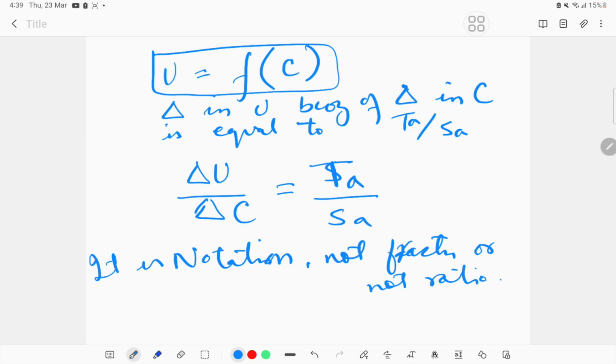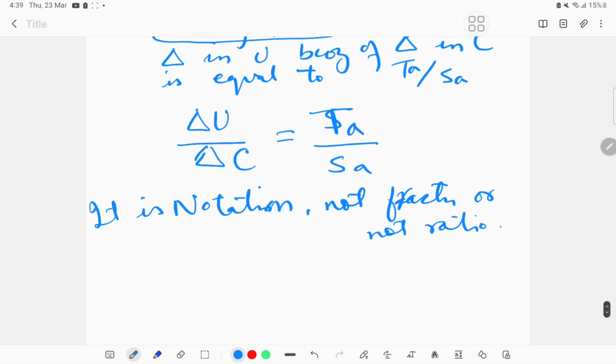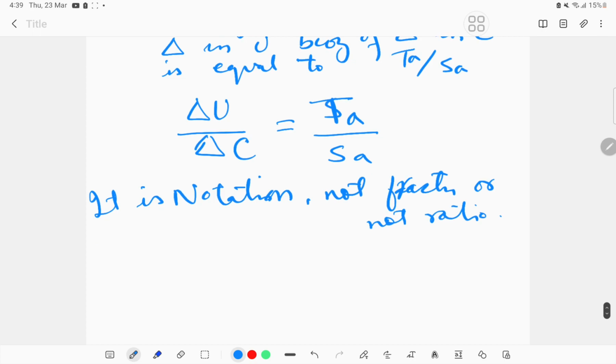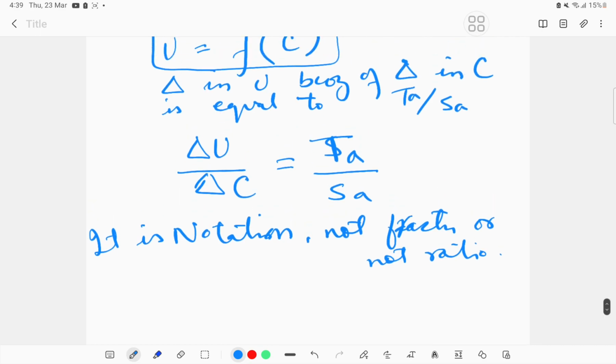Change in total utility caused by change in consumption of the commodity X can be fractionally read or denoted as change in U with respect to change in consumption. So this whole process we will study through differentiation. In the next class I will teach you about this differentiation.